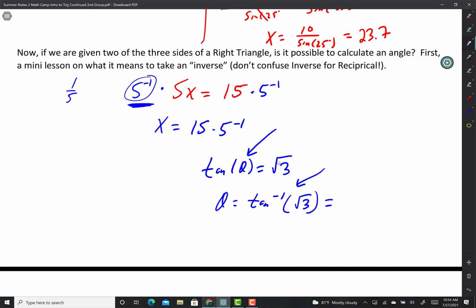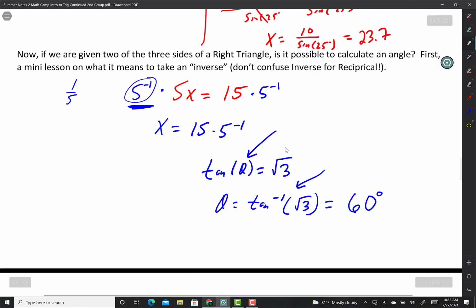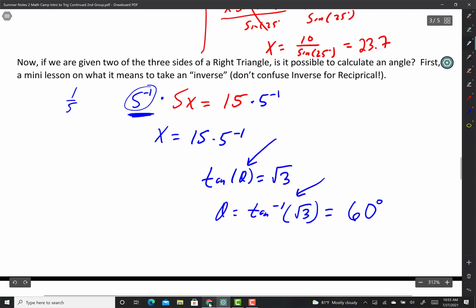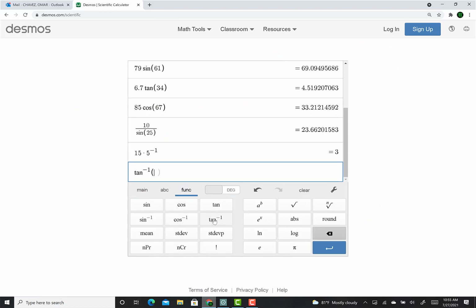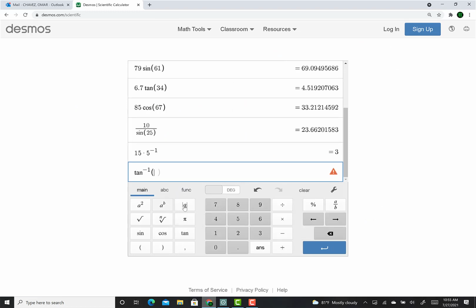Do you guys pre-cal people remember? Y divided by x? It's okay. It's okay. I put you guys on the spot. It's 60 degrees, but don't worry. So check it out, guys. Arctan, here it is. And I'm just going to type in square root of 3. Square root 3. And you get 60. Cool?